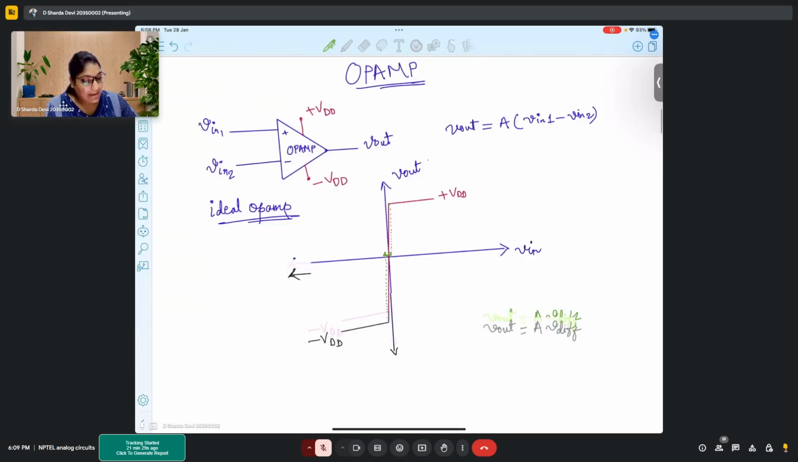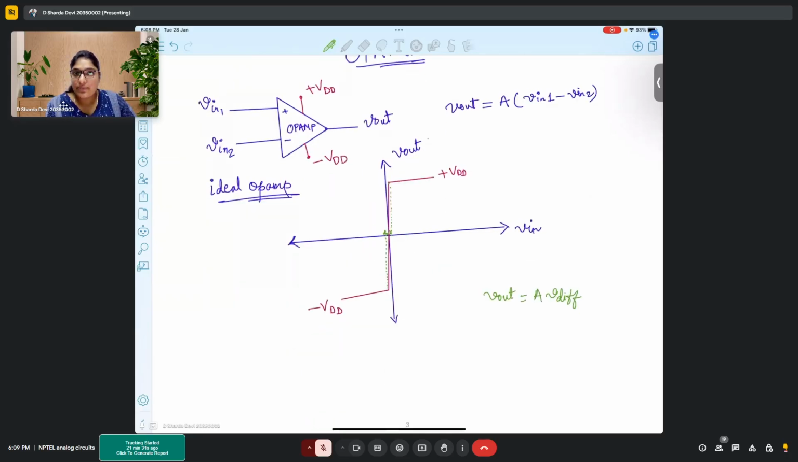But if I go beyond this range, what happens is my output saturates to plus minus VDD. So in this case, I lose my information. If my input signal changes rather than only amplification, the idea of amplification is that your amplitude must change. The only difference that we want is the change in amplitude. We want to increase the amplitude of our signal in amplification.